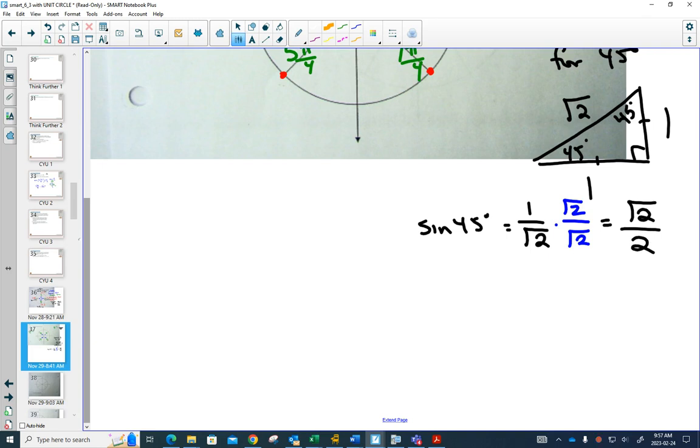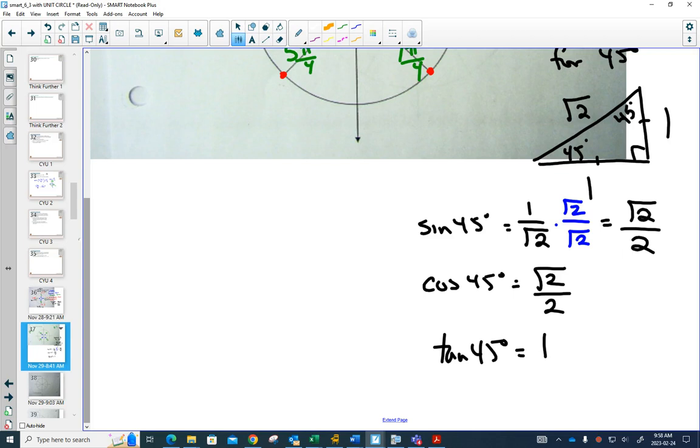So you have a choice. You can write sine of 45 as 1 over root 2, or it's the same as root 2 over 2. And from that same triangle, we would know that cos of 45 degrees is also root 2 over 2, and tan of 45 degrees is 1 over 1, which is 1.